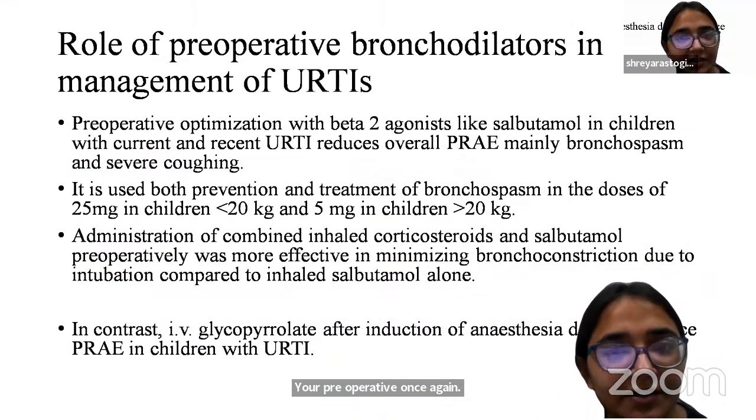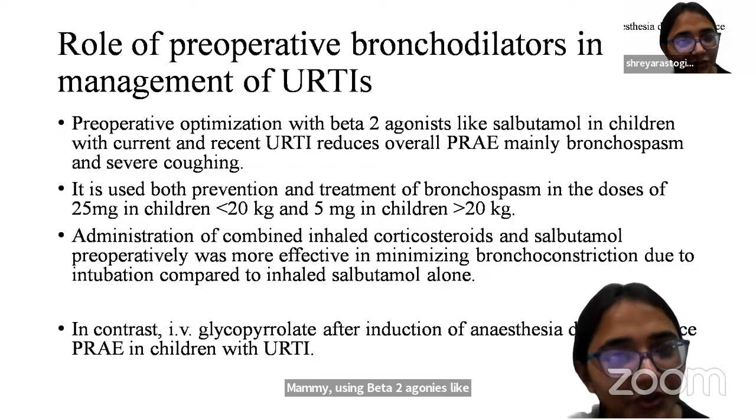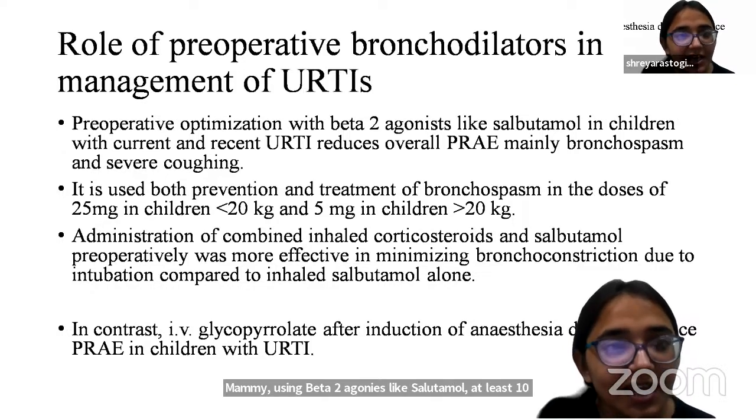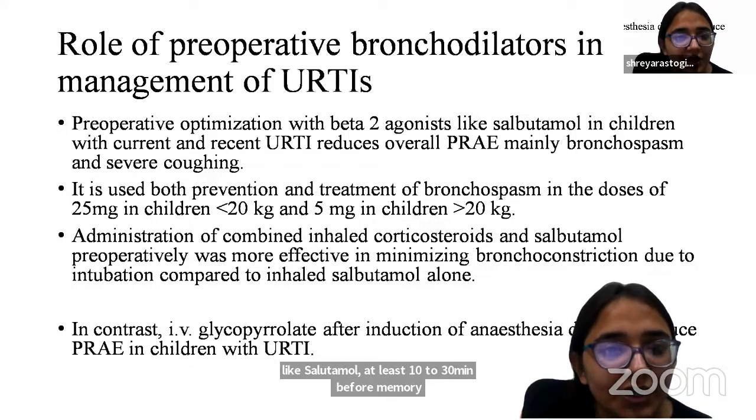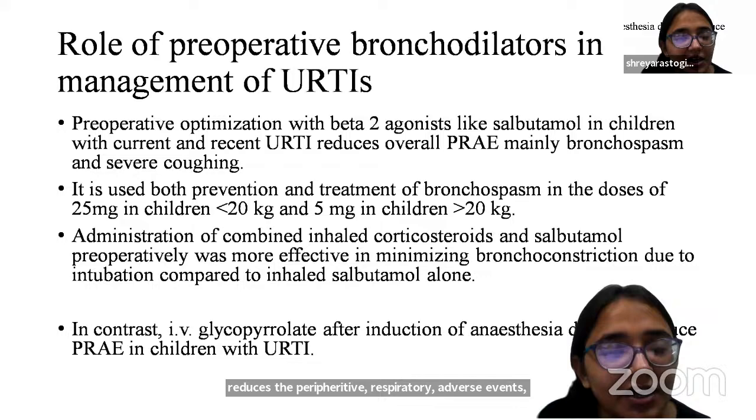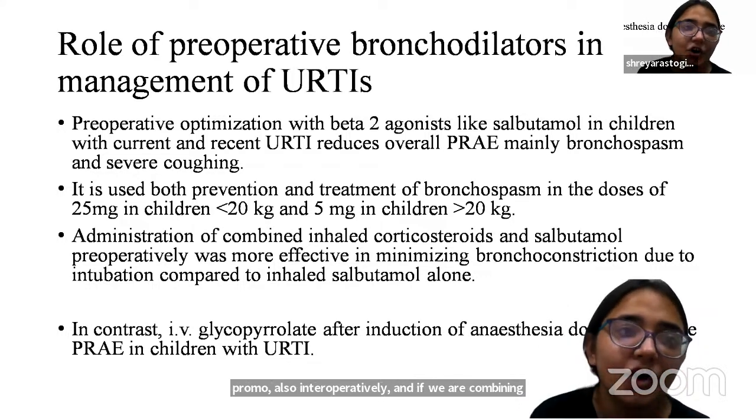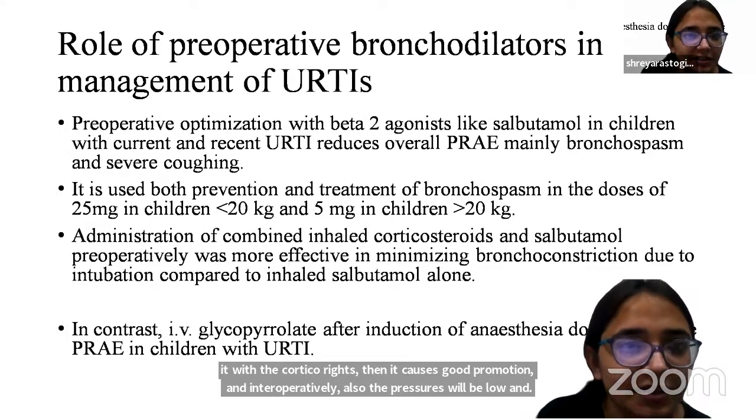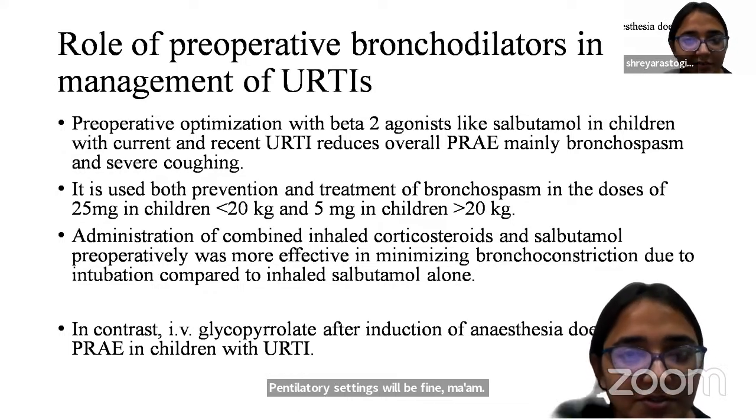Ma'am, using beta-2 agonists like salbutamol at least 10 to 30 minutes before, they have found that it overall reduces the perioperative respiratory adverse events, and there is decreased incidence of coughing or bronchospasm intraoperatively also. And if we are combining it with corticosteroids, then it causes good bronchodilation. And intraoperatively also, the pressures will be low and ventilatory settings will be fine, ma'am. And secretions will be less because we have already optimized the patient.